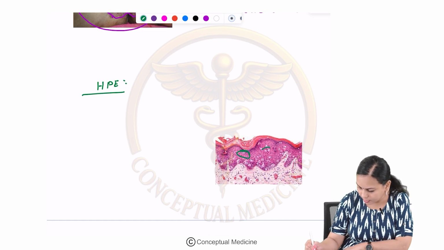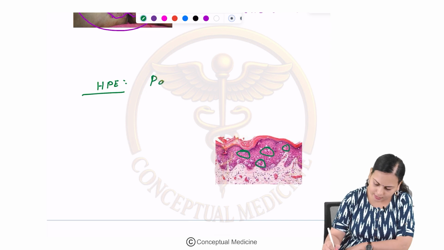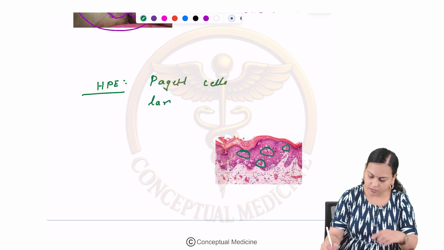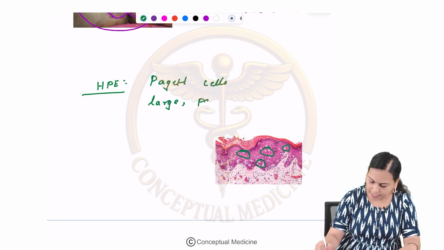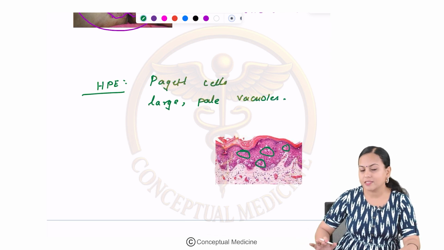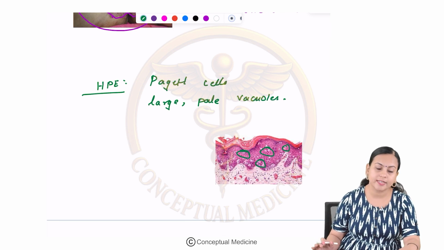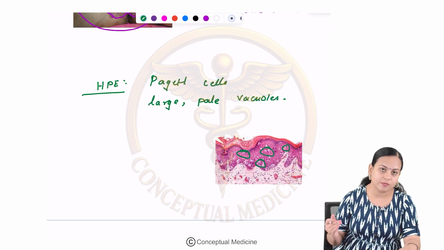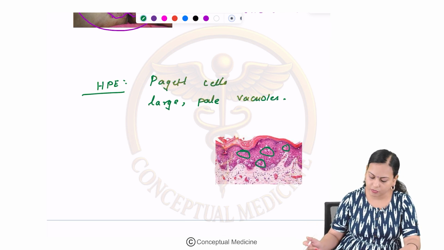See, you are able to see so many cells that have intervened in the dermis, right? So, that is Paget cells, and these are large pale cells with vacuoles. Paget's disease is not seen only in vulva, it can be seen in other organs like breast, cervix, etc.